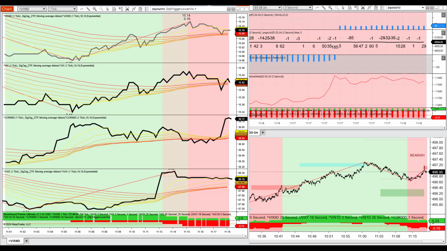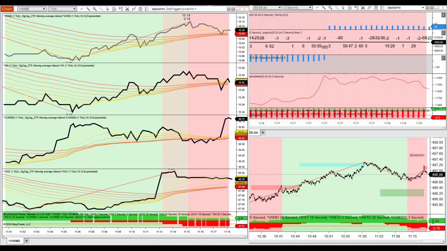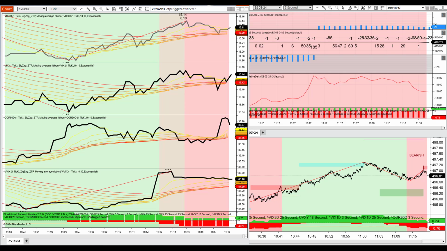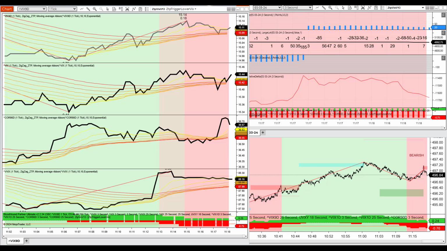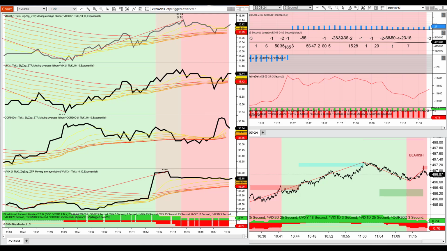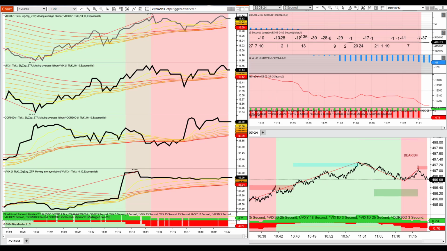We see a big jump in the core 90D. That is put buying. The market orders to buy were absorbed, and now we're seeing the market orders to sell and price trading down, and a successful trade.